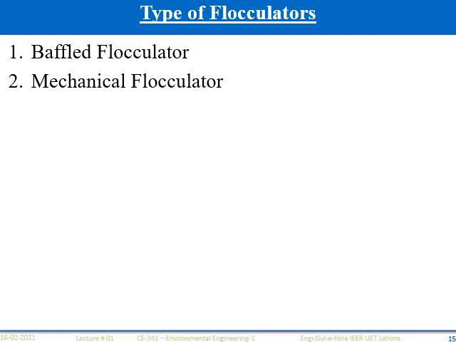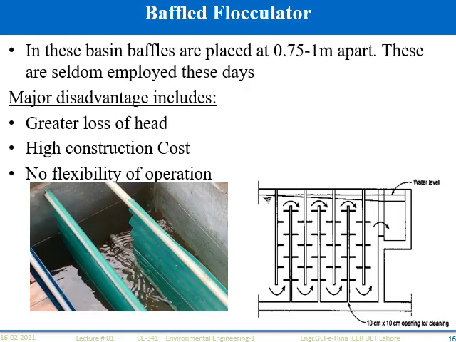अब हमारे पास टू टाइप्स ऑफ द फ्लॉक्युएटर्स यूज्ड होते हैं. द फर्स्ट वन इज अ बैफल फ्लॉक्युएटर और सेकंड वन इज अ मैकेनिकल फ्लॉक्युएटर. Let's go through what is a baffle flocculator. So baffle flocculators ये होता है कि बेसिन के अंदर हम baffles या कोई भी रिस्ट्रिक्शन प्रोवाइड कर देते हैं. ठीक है, जब वाटर इस रिस्ट्रिक्शन से होते हुए गुजरता है तो ऑटोमेटिकली हमारे पास स्लो मिक्सिंग का प्रोसेस होता है. So in the basin the baffles are placed at 0.57 to 1 meter apart.